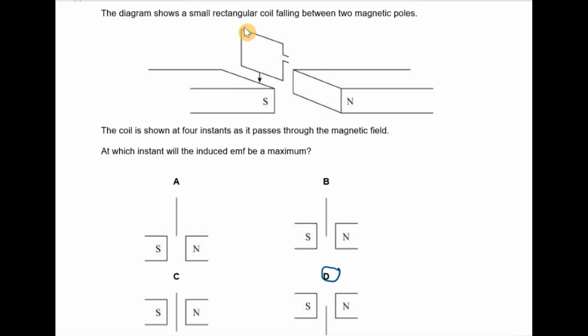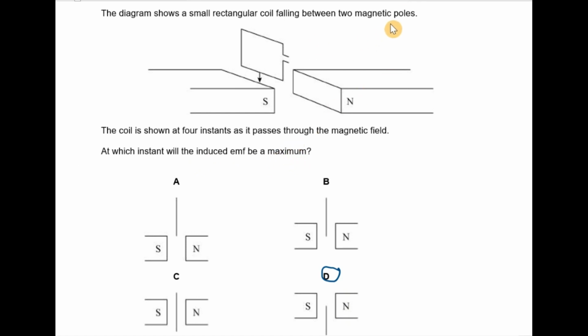The diagram shows a small rectangular coil falling between two magnetic poles, north and south there. The coil is shown at 4 instants as it passes through the magnetic field. At which instant will the induced EMF be a maximum?